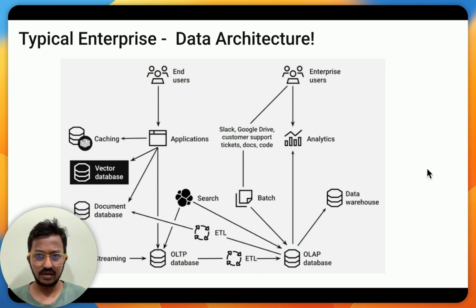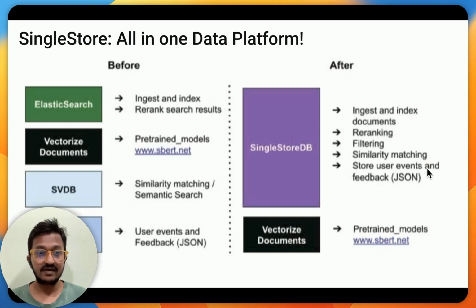If you see the whole setup here, it's very complex and very confusing for any data architect or AI architect in your company to suddenly grasp everything, because it creates a lot of complexity while building AI applications, since you're using a lot of different databases at different stages for different things. So here, SingleStore can come in as an all-in-one database to help you build robust AI applications. It will help you with ingesting and indexing documents, re-ranking, hybrid search, filtering, and similarity matching.